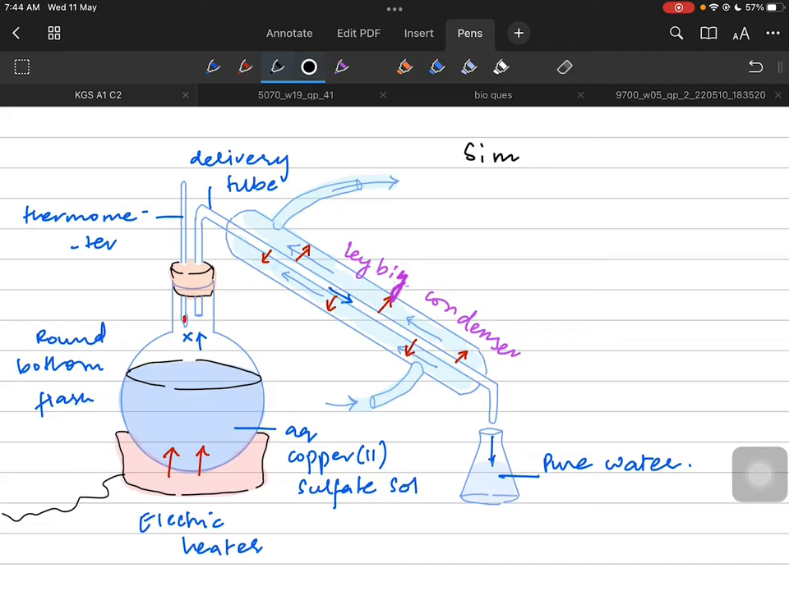Make sure that the water collected is really hot, so you don't put a rubber bung on the conical flask. Otherwise, there's a chance of bursting.